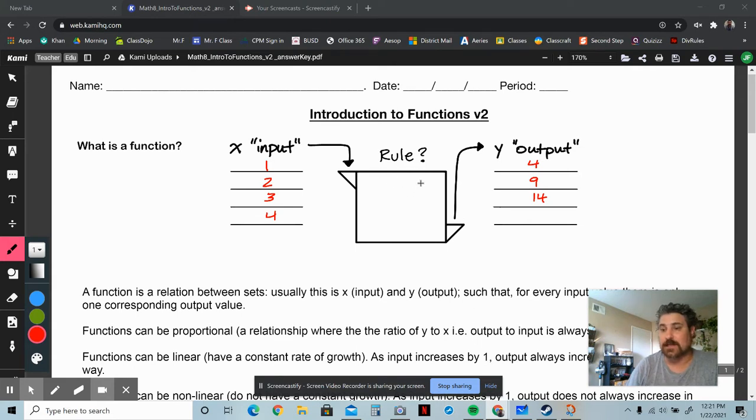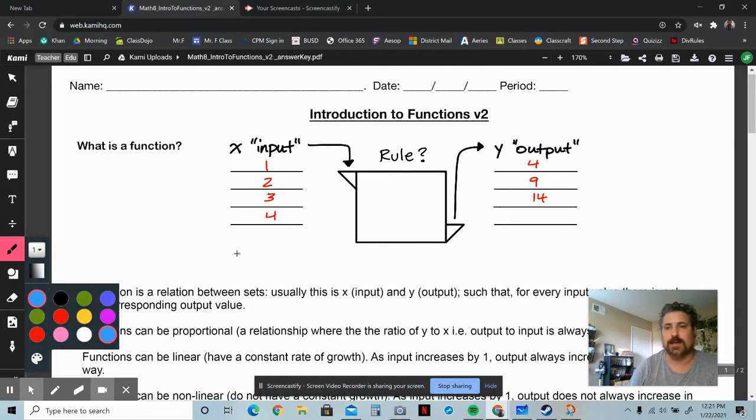First thing you do is check to see if the ratio is always the same. In other words, is it a proportional relationship? What would I multiply 1 by to get 4? 4. So 1 times 4 is 4. Is 2 times 4 8? Yes, but is it 9? No. So we can see that this is not proportional, because 4 over 1 is not the same as 9 over 2. 4 over 1 is 4. 9 over 2 is 4.5. So we can see it's not proportional.